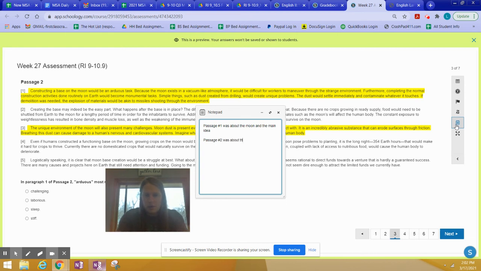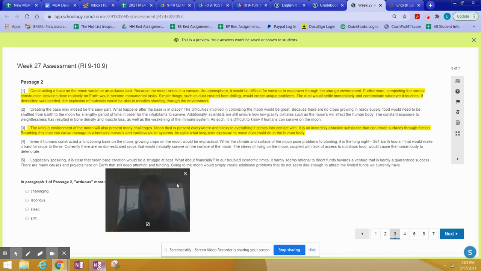Passage 2 was about the moon. The author's main argument was whatever, right? Should we go to the moon, not go to the moon, something like that. Both of those issues are discussed in the text. This is going to be helpful because both of these authors have different perspectives, and you want to capture that and have that in mind before you even go to the questions.